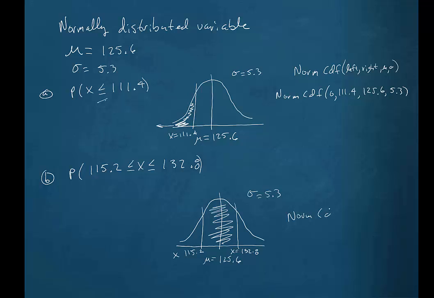So again, we'll use the normal CDF function, and we'll put our left endpoint, 115.2, our right endpoint, 132.8, and then the mean and the standard deviation. So 125.6 and then 5.3. Hit enter, and that will give us our value.